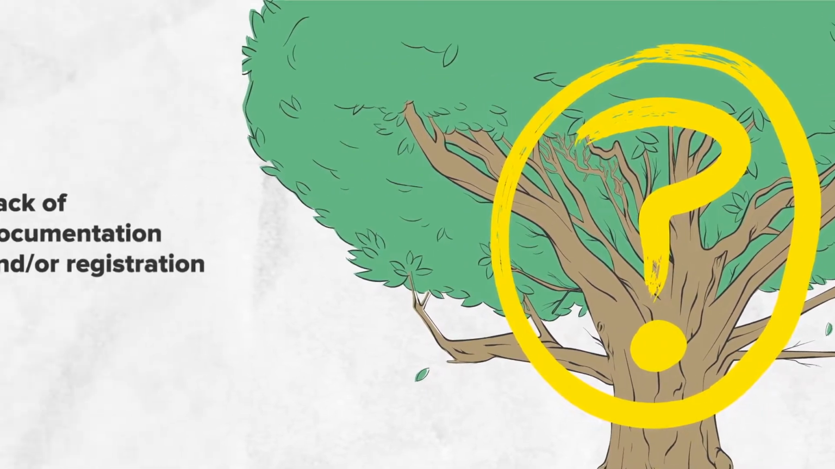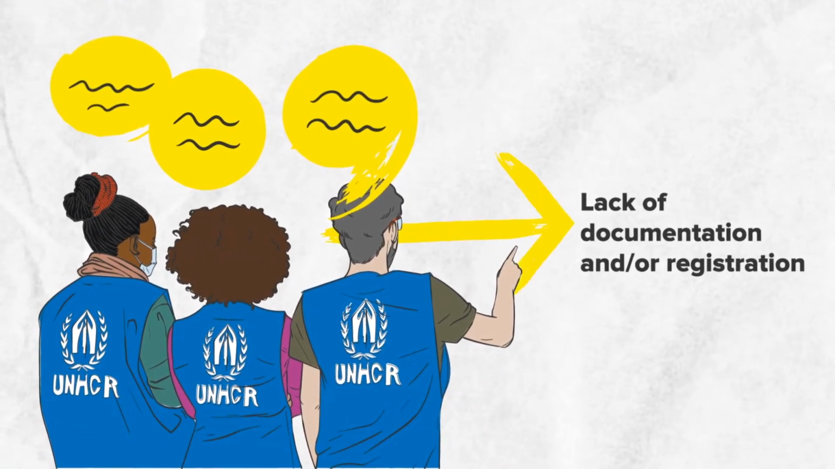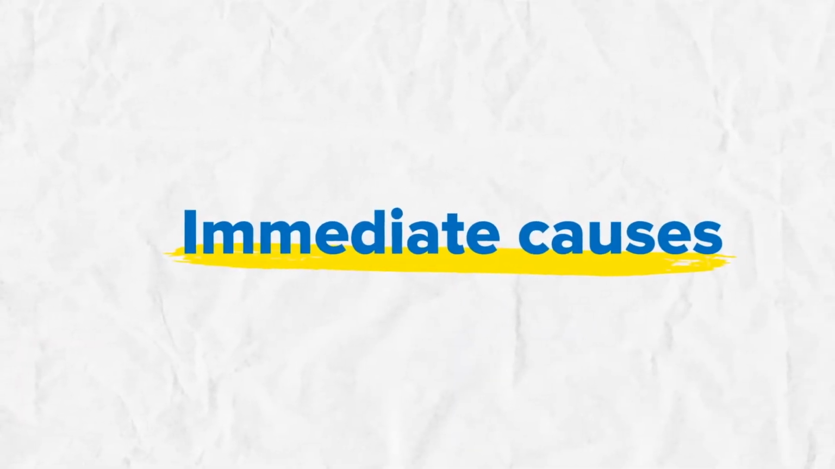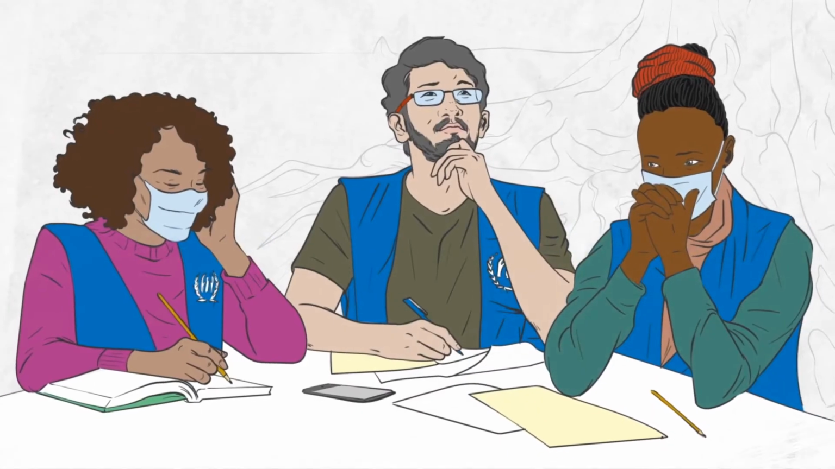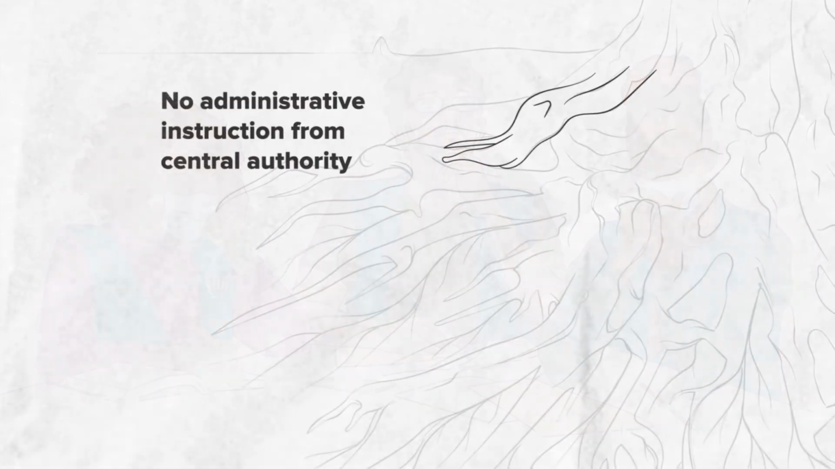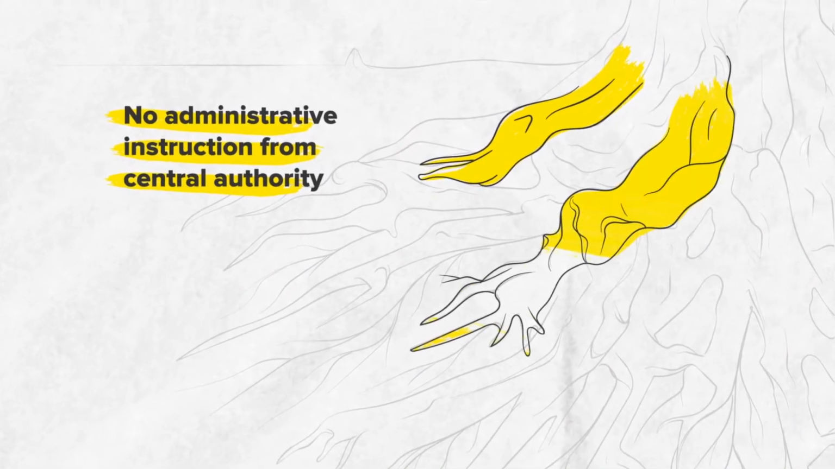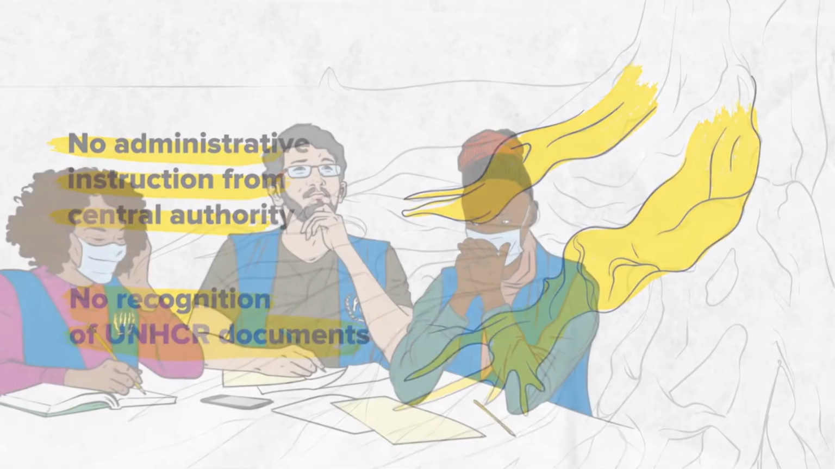Ask yourself why. Because they don't have IDs and are not recognized in the country of asylum. Now you have found the problem. To identify the immediate causes, continue asking why. Because the government didn't issue an administrative order. Why else? Because UNHCR documents are not recognized by the authorities.